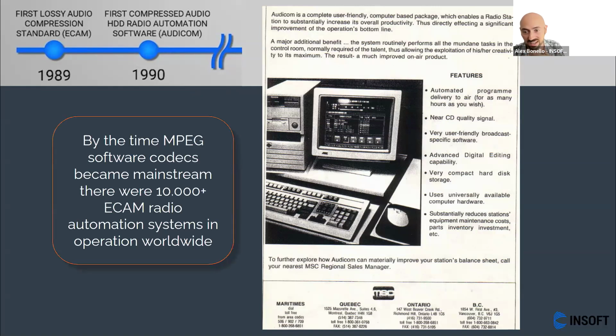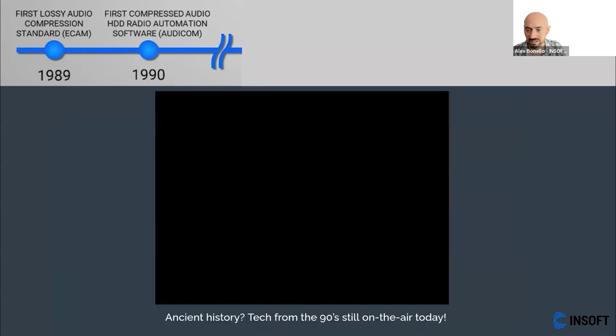And by the time the MPEG codec became mainstream, we already had 10,000 ECAM radio stations around the world recording and playing back their commercials and their music sets on a computer, on a hard drive system, right? And if this seems like ancient history, let me show you a video clip of a station today using this system from 1990.